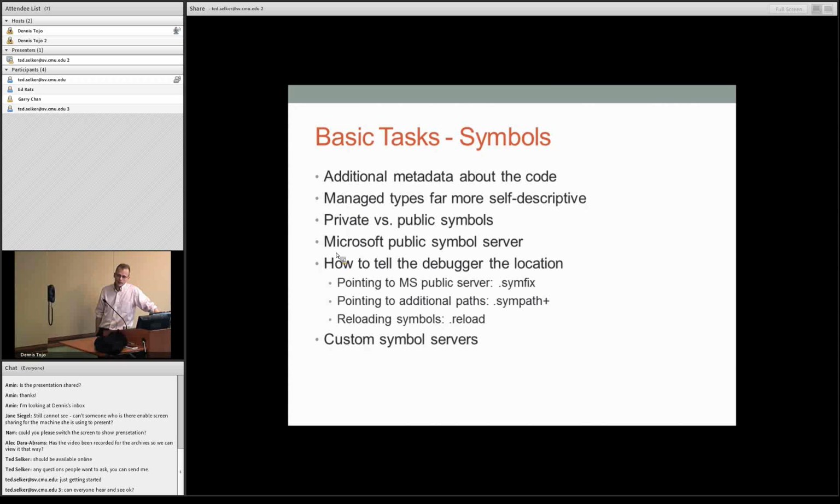If you want to append your own symbol path, because chances are you're debugging your own app, use the .sympath plus command, followed by whatever path where your symbols reside. And lastly, because all you've done so far is tell the debugger where the paths are, you've got to tell it to load the symbols from those paths, and you use the .reload command to do that.